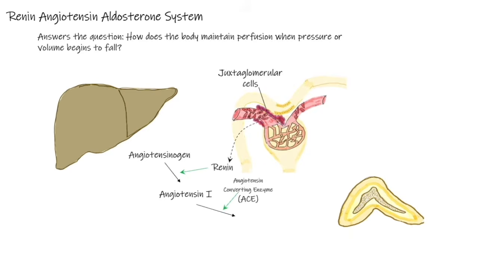Angiotensin I subsequently is acted upon by angiotensin converting enzyme, abbreviated ACE, which is located in endothelial cells and seems to be abundant in the endothelial cells of our pulmonary system. ACE converts angiotensin I to angiotensin II. Angiotensin II has a number of actions, but for now we'll focus on its effects on going to the adrenal cortex and causing the release of aldosterone.